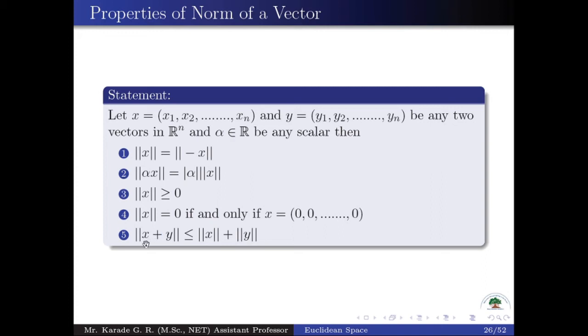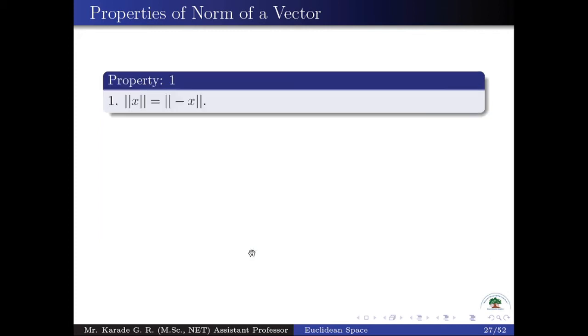So this property, in other words, we can state like this: the length of one side of a triangle is always less than or equal to the addition of lengths of other two sides of a triangle. So that is the triangle inequality. And let us see the proof of these properties one by one.